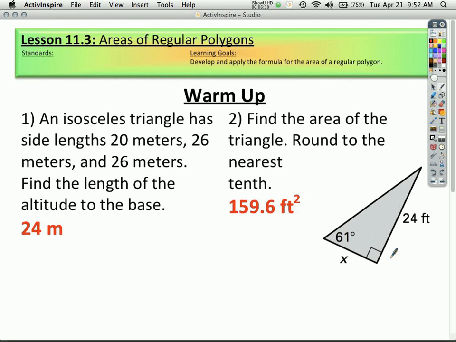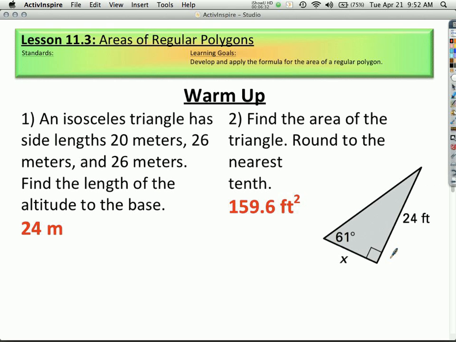So, let's start with number 1. Give me a thumbs up if you got it right. Lots of people got it right. Very good. Put your thumbs down. What about number 2? Give me a thumbs up if you got number 2 correct. 1, 2, 3, 4, 5, 6, 7, 8, 9. Good. Put your thumbs down.